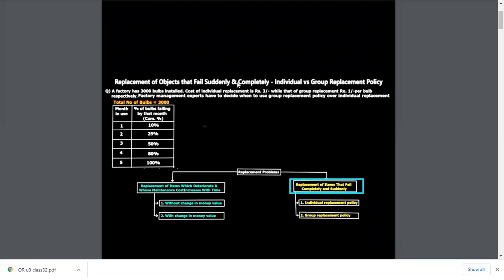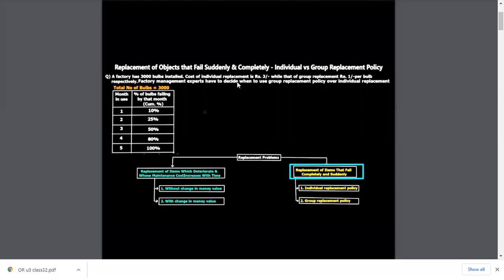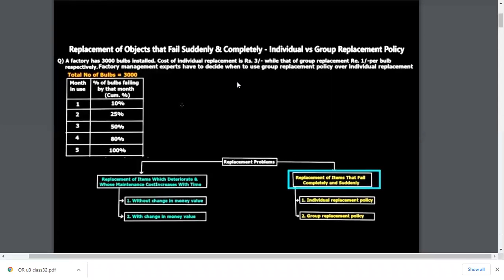This is the last topic in our third unit. So, what are the first two topics in our third unit? First of all, our last topic is replacement of objects that fail suddenly and completely, that is individual versus group replacement. So first of all, we will talk about the problems in replacement problems.